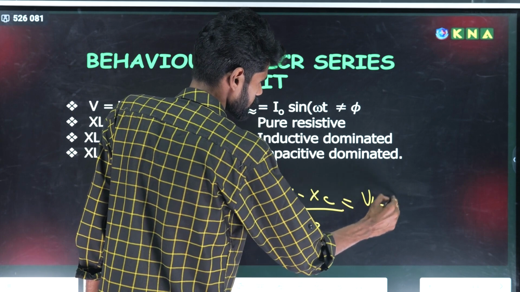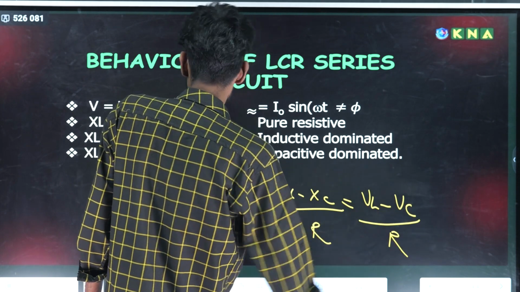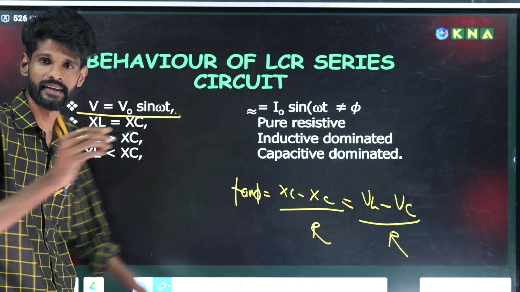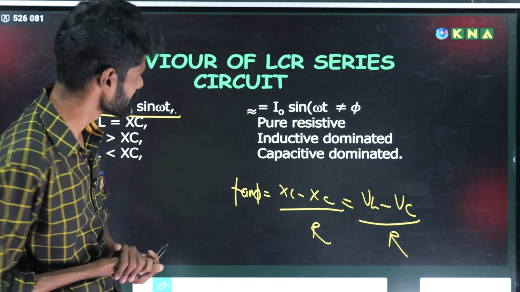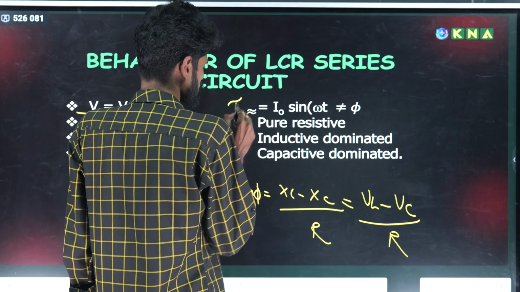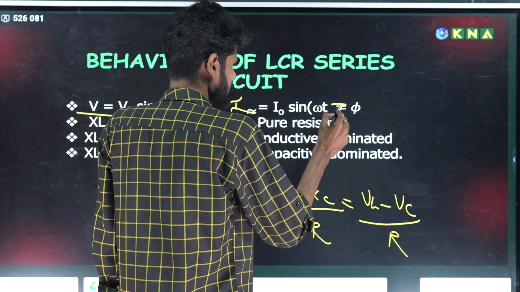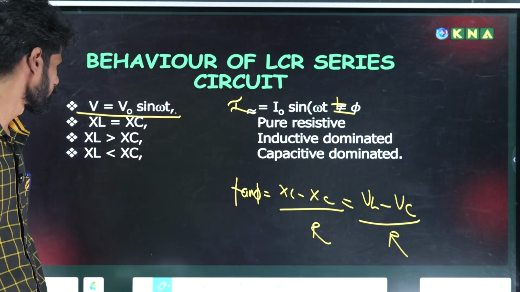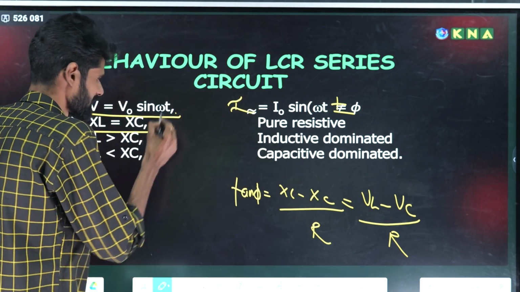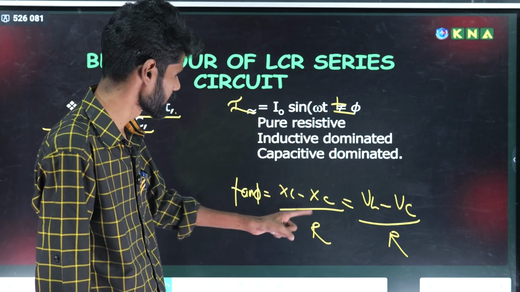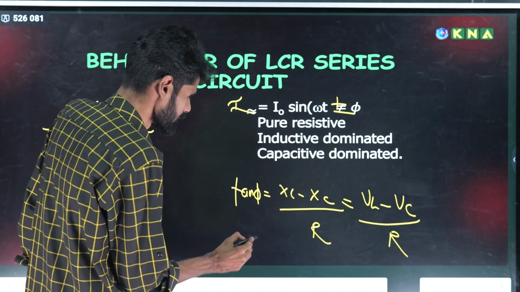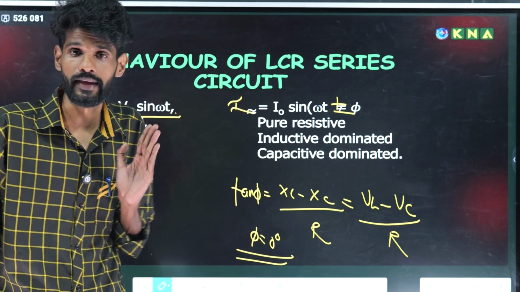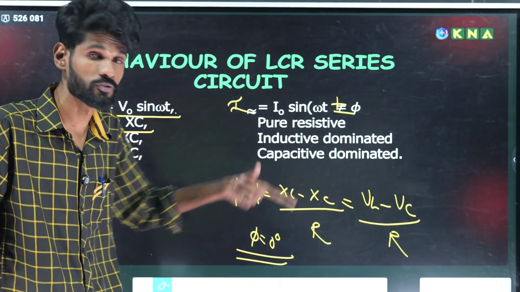It is also equal to VL minus VC divided by VR. So here V is equal to V naught sin omega t, that is the voltage applied across an LCR series circuit. Current I is equal to I naught sin of omega t plus or minus phi. If XL is equal to XC, then tan phi is equal to 0, so phi equal to 0 degree.